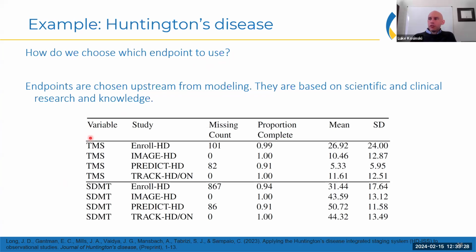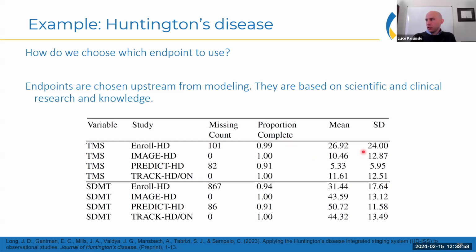What we have are these different disease scores. So TMS is a total motor score, SDMT is the single digit modalities test. And this is a table taken from a very recent paper from Jeff Long and his co-authors in 2023. One of the things that's really key and important when we think about these endpoints is that we're not just thinking about how well they capture the disease severity. We're also looking at the variability within these endpoints.